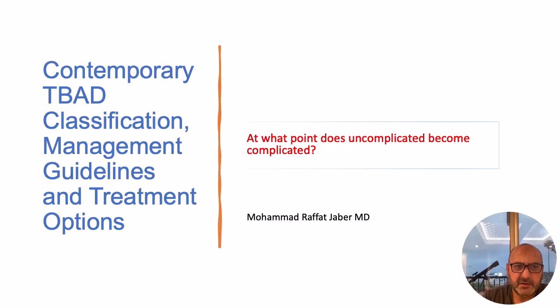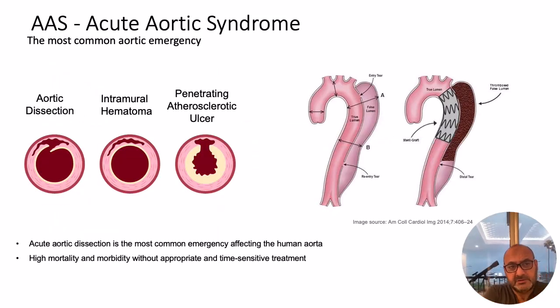We talked briefly last time about dissection and aortic syndromes such as intramural hematoma and PAUs and management and so forth. Today we're going to talk about contemporary treatment of type B aortic dissection. Aortic syndromes we talked about last time, and clearly there's basically a disruption in the intima, and it depends on the type of that disruption in the intima. As we spoke last time, you classify this.